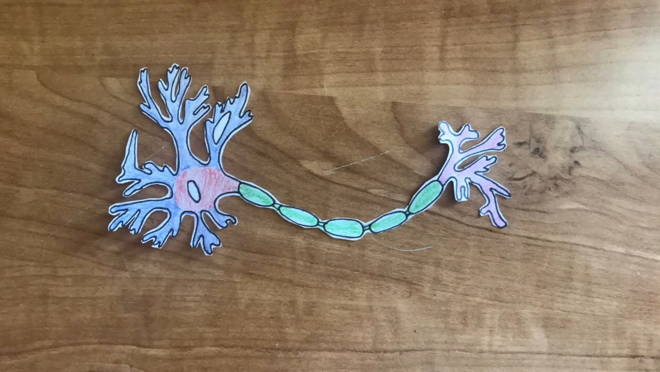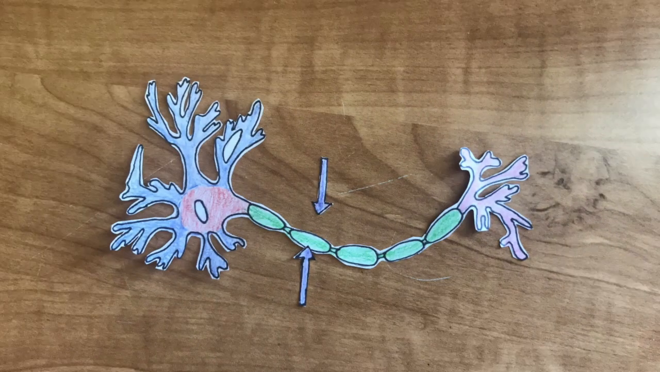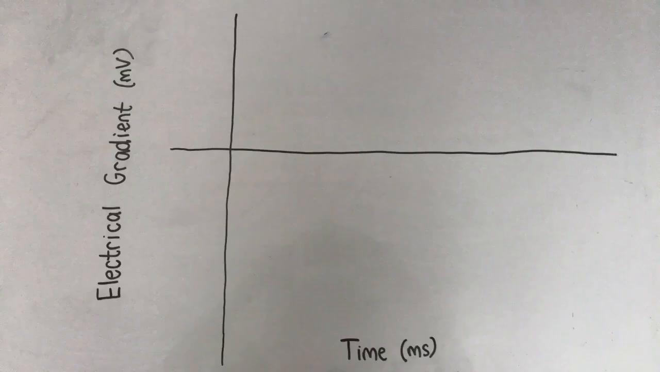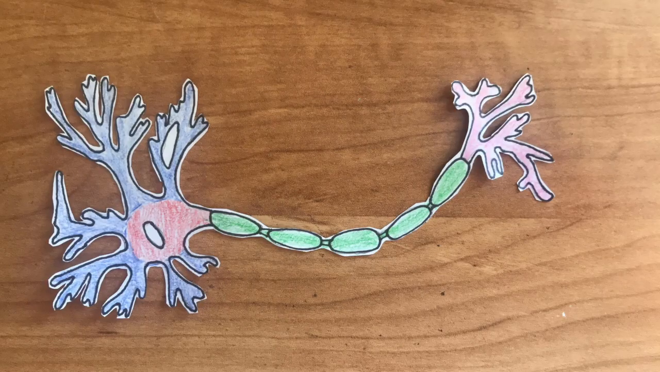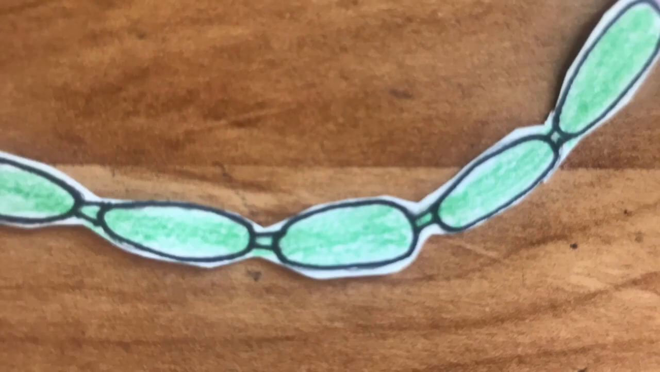Each neuron has an electrical gradient, so there is a difference in electrical charge measured in volts between the inside and outside of the neuron. In its resting state, the inside charge is 70 millivolts less than the outside. This charge is created because of ions inside and outside the neuron.